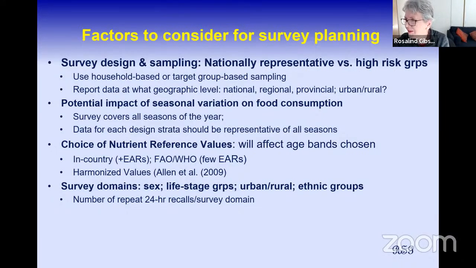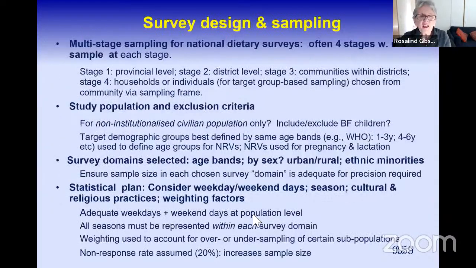Oh, no. Dear. Now I'd like to consider the survey design and sampling. I don't know why this is here.